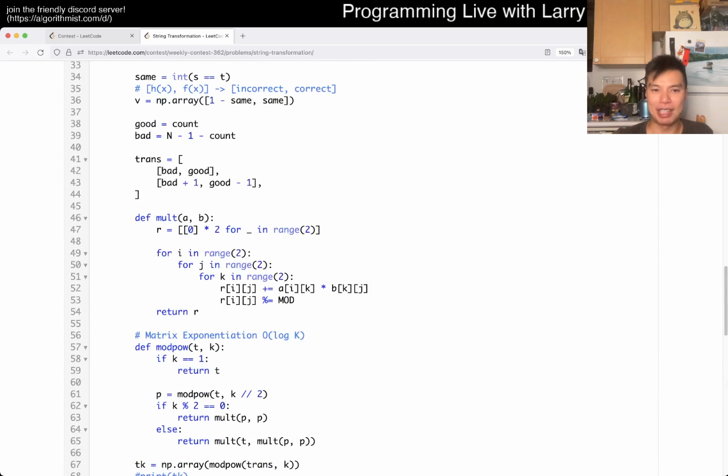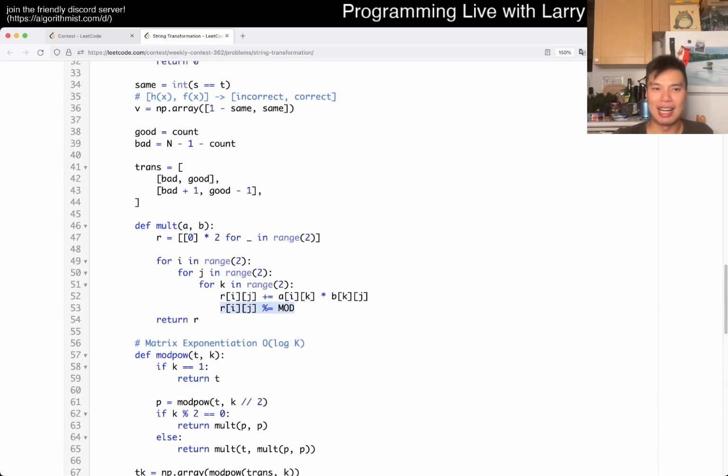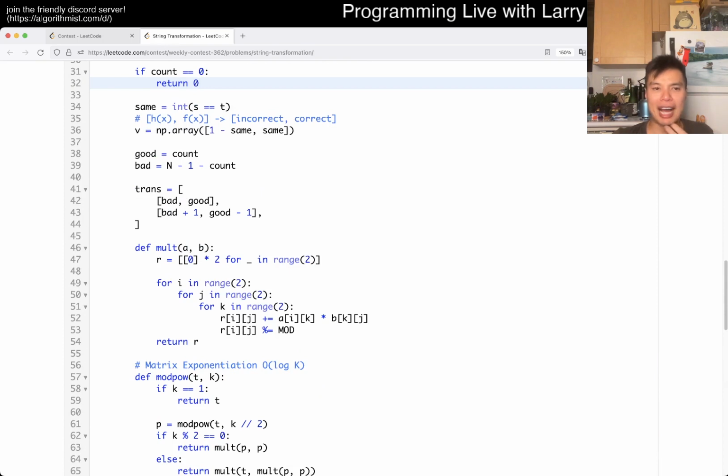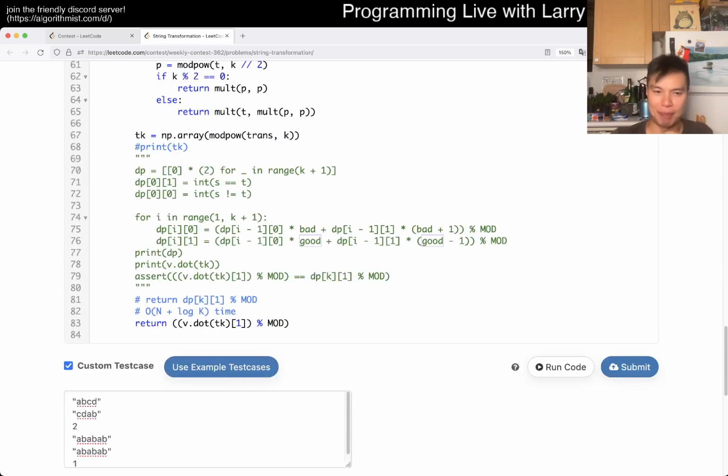Keep in mind not to forget the mod, and also the case where the count is equal to 0, which I got the wrong answer from. I actually did get a wrong answer from this one because I had it transposed once, and it was just not giving me the right answer for a big case.